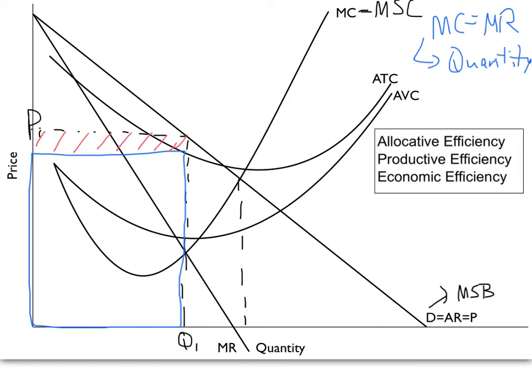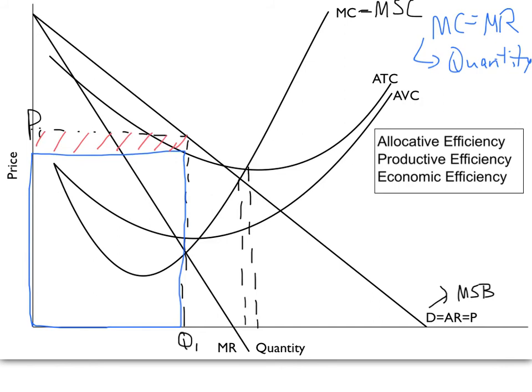We might also want to take a look at productive efficiency. And you'll recall that productive efficiency takes place when the average total cost curve is at its minimum, that is, when marginal cost equals average total cost. And we can see that that takes place right here. And so to be productively efficient, this monopoly would have to produce at that quantity.